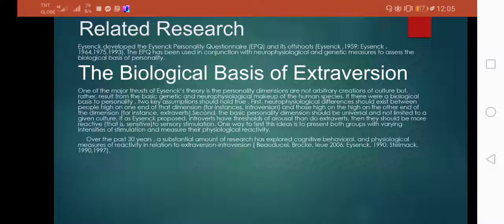If, as Eysenck proposed, introverts have a lower threshold of arousal than extroverts, then they should be more reactive, that is, more sensitive to sensory stimulation. One way to test the idea is to present both groups with varying intensities of stimulation and measure their physiological reactivity. Over the past 30 years, a substantial amount of research has explored cognitive, behavioral, and physiological measures of arousal and their relations to extraversion and introversion, by Eysenck 1990, Stelmack 1997.